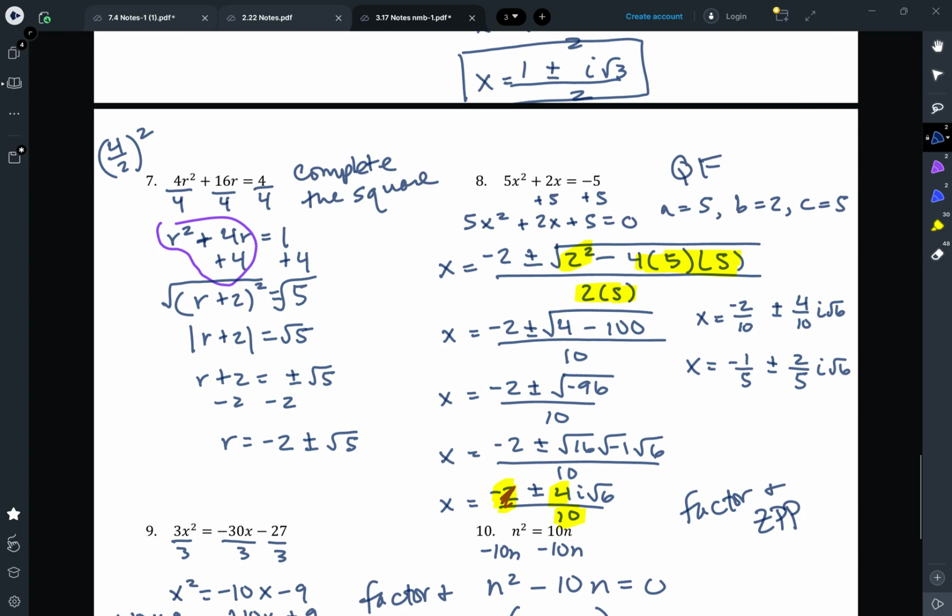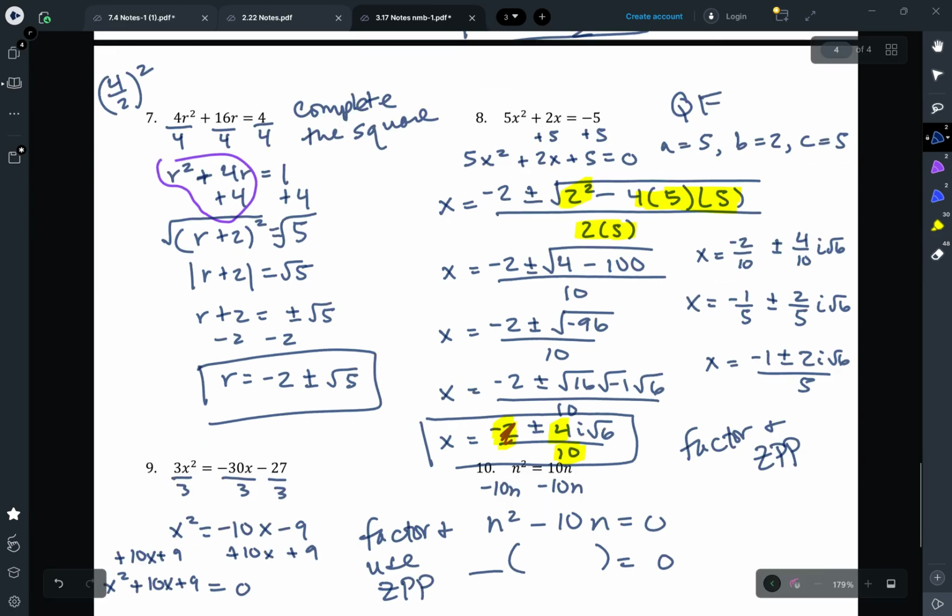So again, if you had left it this way, I guess it's okay. Really, maybe the best answer would be negative 1 plus or minus 2i root 6 all over 5. That would be okay. So lots of ways to write the answer on this one. But I really want you to see that evolution, what it should look like.